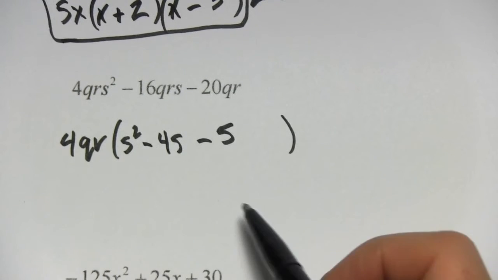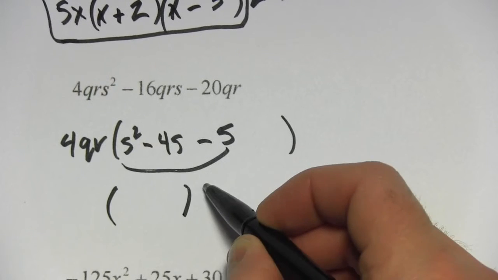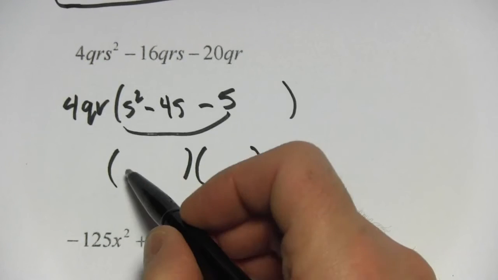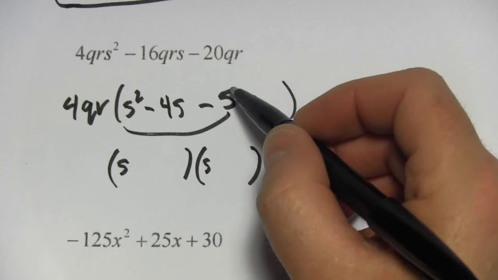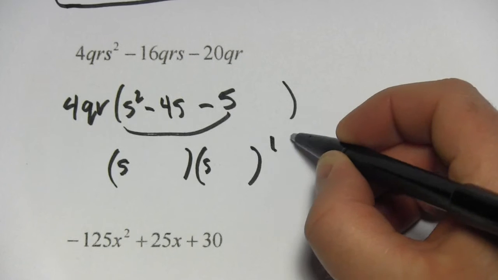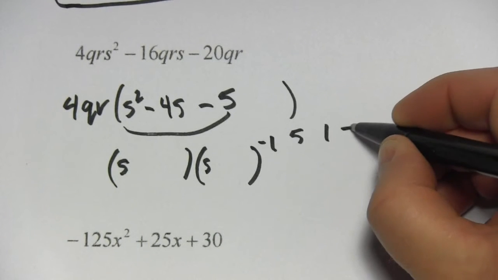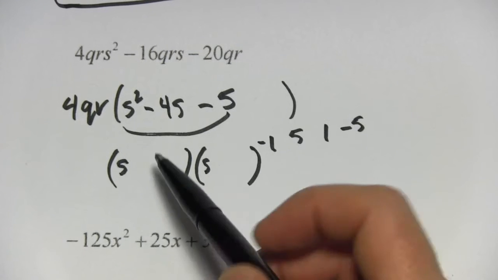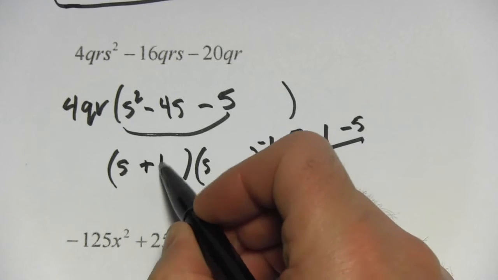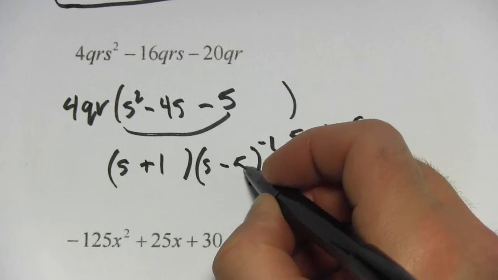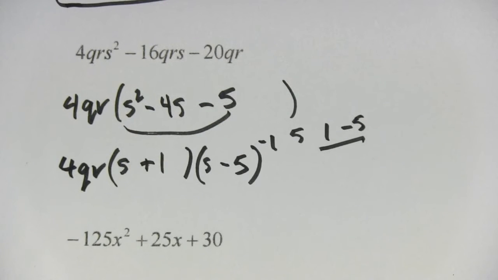Okay, that's a lot easier to deal with, so let's factor this trinomial here. I'll make my parentheses, and our first term is going to be s. That multiplies out to s squared. And our last term, we got 5. The only factors here are 1 and 5. Well, it's a negative 5, so it could be negative 1 and 5, or 1 and negative 5. And we want to add up to negative 4. So it looks like it has to be plus 1 and minus 5. And then we've got our 4QR as well.